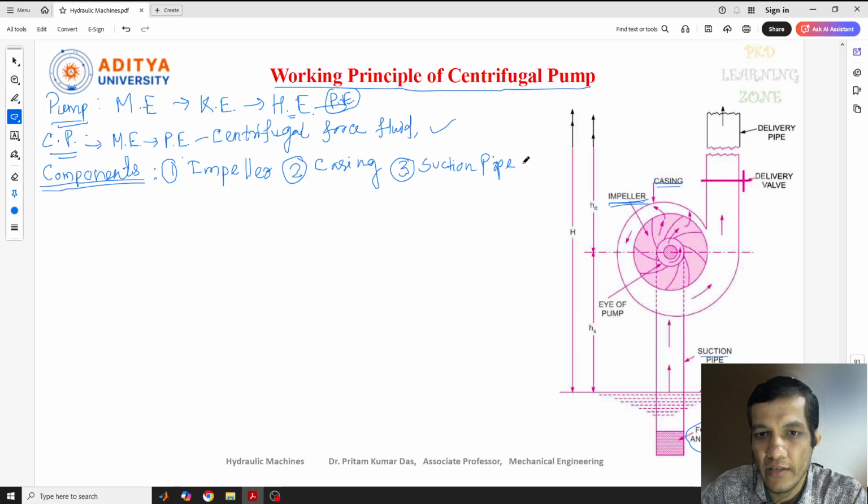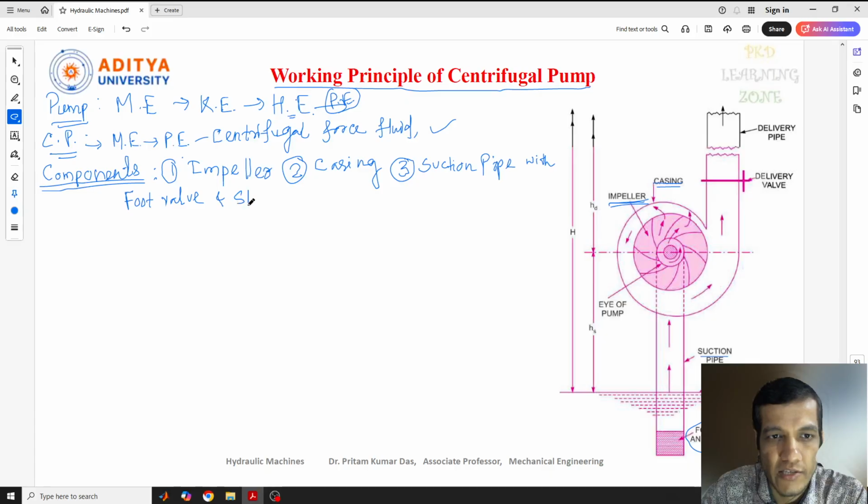So we can write suction pipe along with the foot valve, which will be connected at the end of this suction pipe. The strainer will work like a filter. And we can say the delivery pipe also you can consider here.